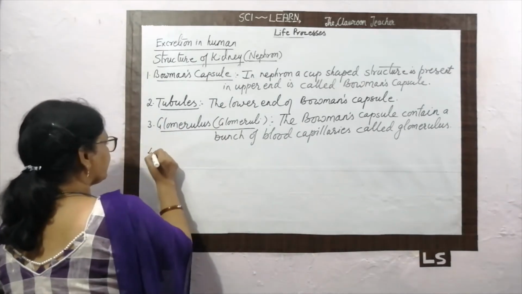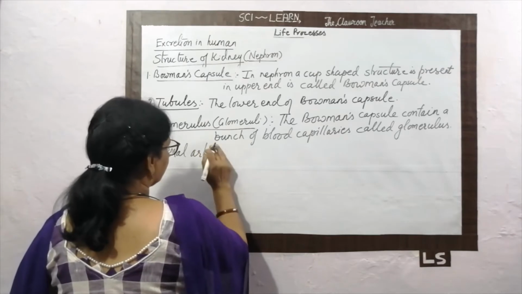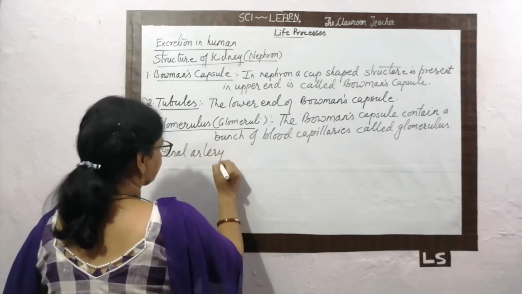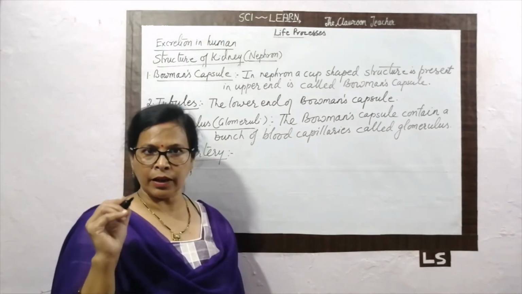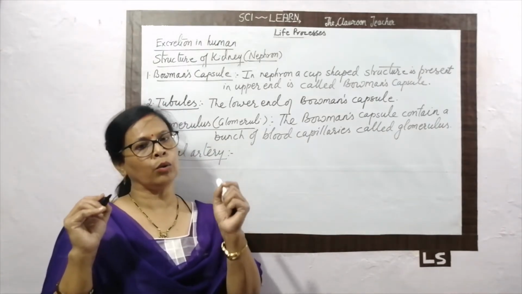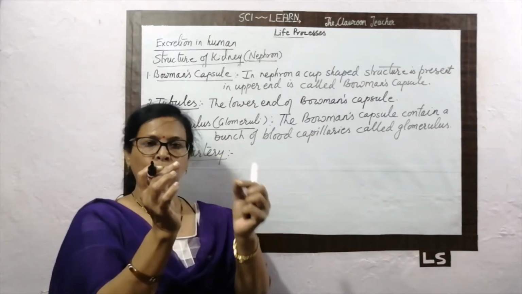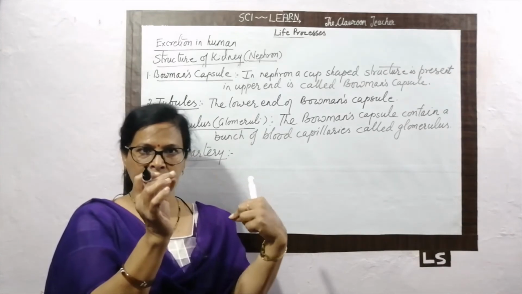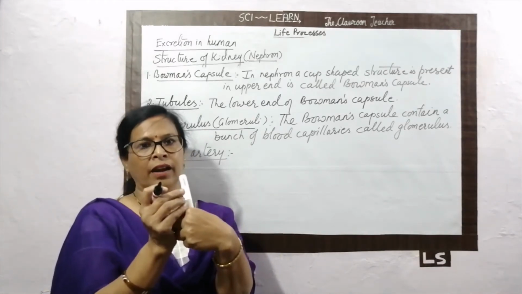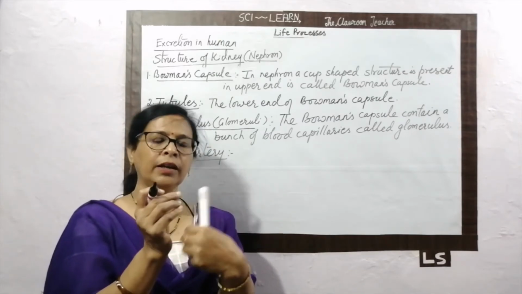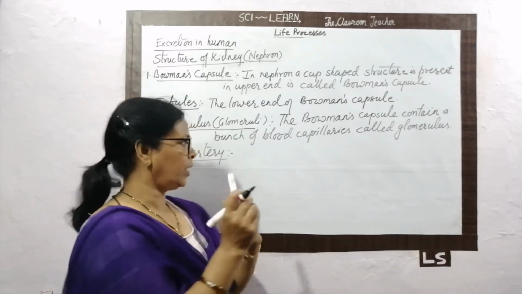The next is the renal artery. What is the renal artery? The renal artery is a blood vessel. The capillaries are there in the middle. One end of the glomerulus is joined with the renal artery. And what is the role of the renal artery? It brings the dirty blood. Dirty blood means the blood containing the urea.